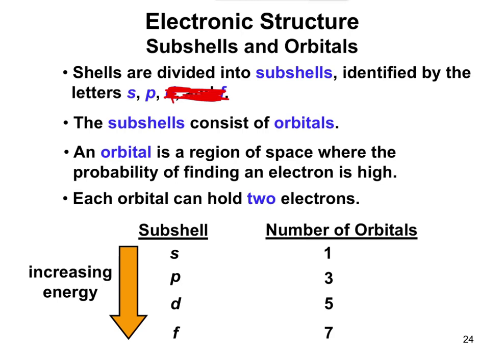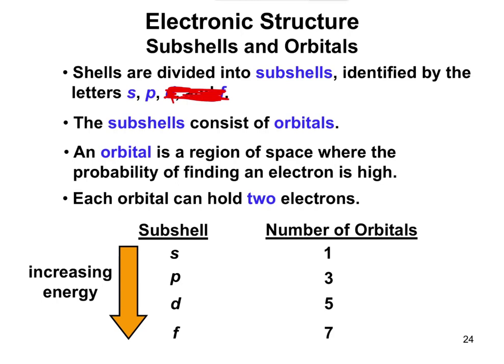Those electrons are found in orbitals. So orbitals are found within the subshells, which are found within the shells. And then the electrons are inside those orbitals. So an orbital is specifically defined as a region of space where finding an electron has a high probability. And those orbitals hold 2 electrons.